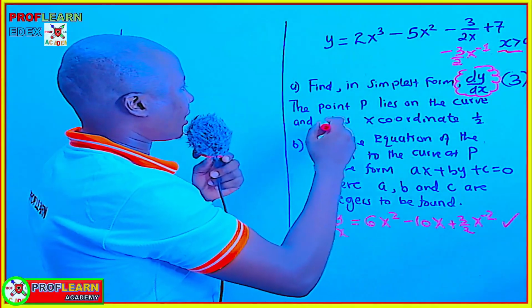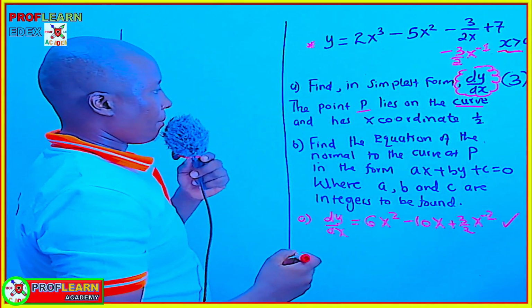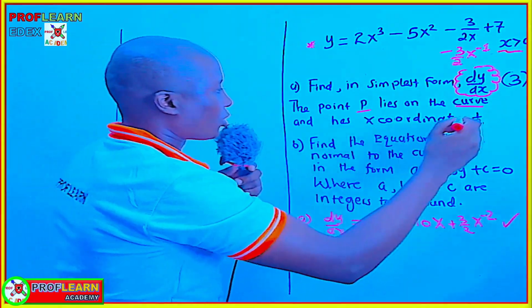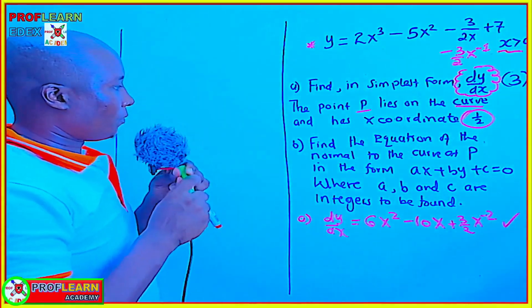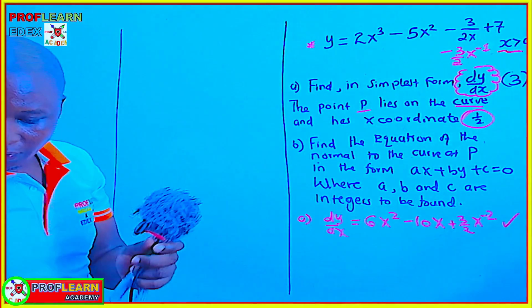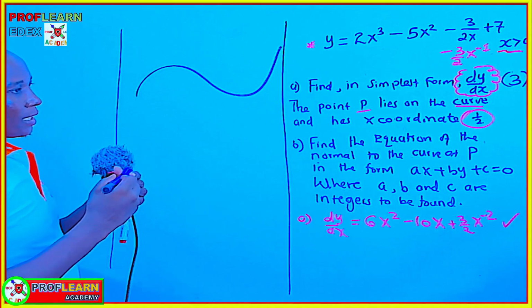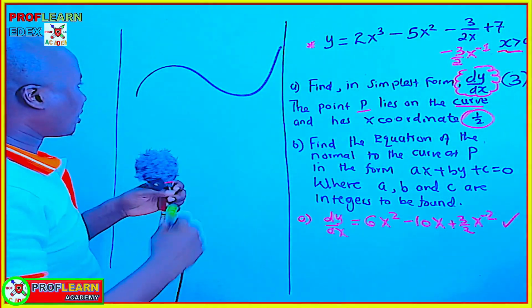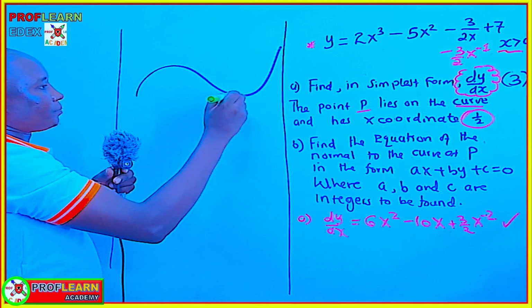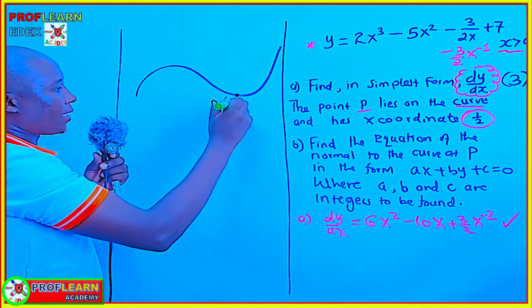Find the equation, and we are told that the point P lies on the curve, and the curve has x coordinate equals a half. So find the equation of the normal to the curve. Suppose we were talking of a curve which goes like this. Suppose the curve goes like that, and then we have a point where x is a half, that is the point P.